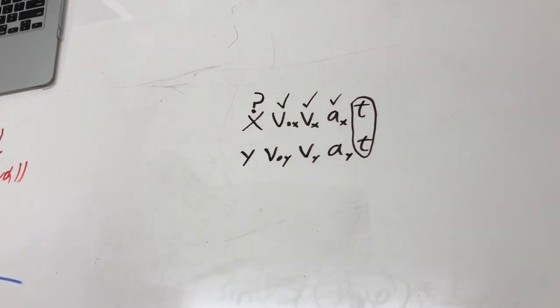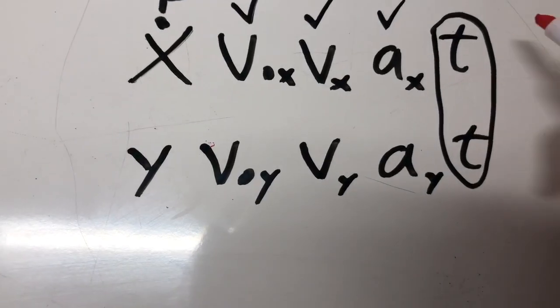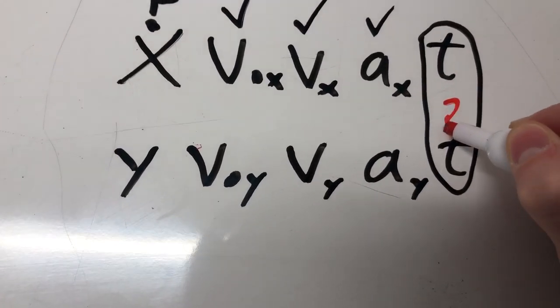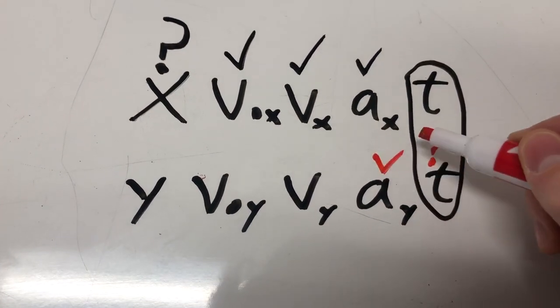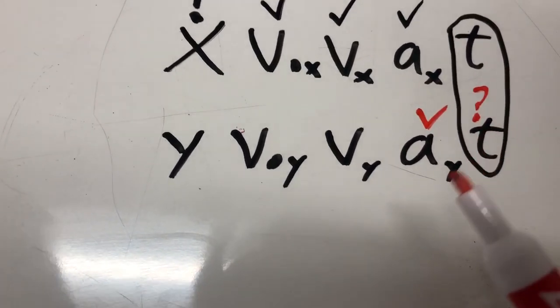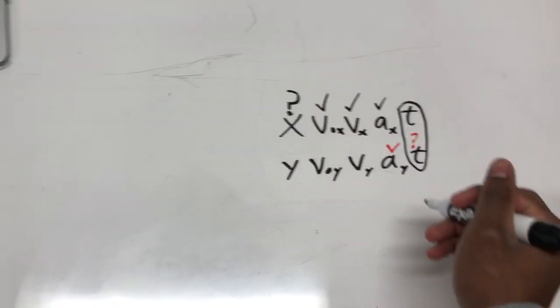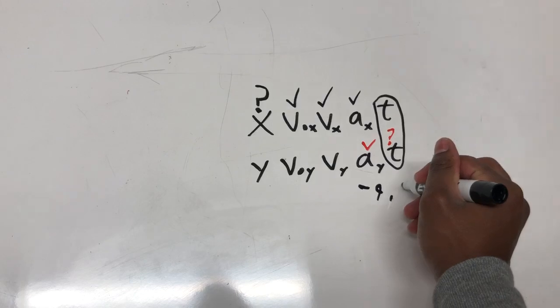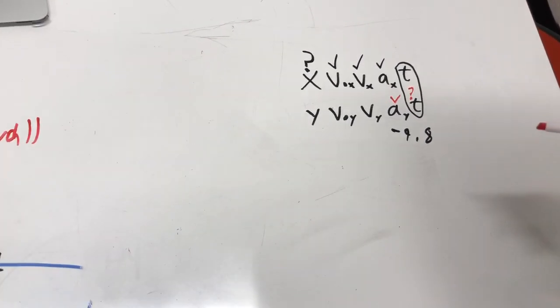Okay, so for Y. So now we're looking at the y dimension trying to solve for time. Now we're trying to find this guy. And do we know acceleration in y? Yeah, negative 9.8. Do we know initial velocity in y? Final velocity in Y.